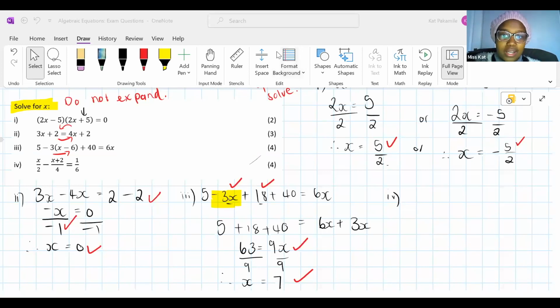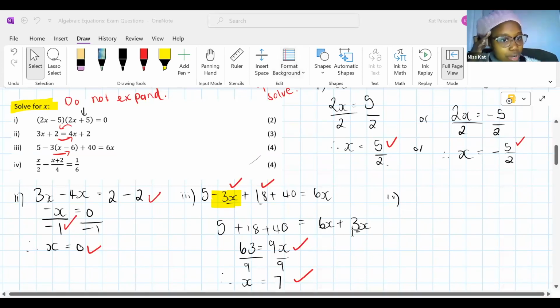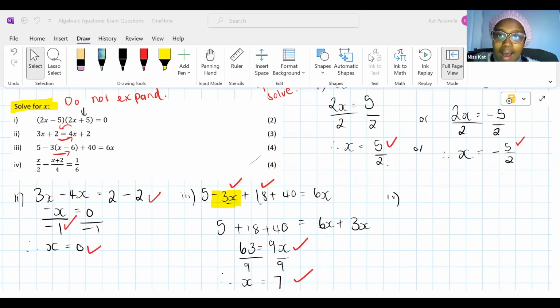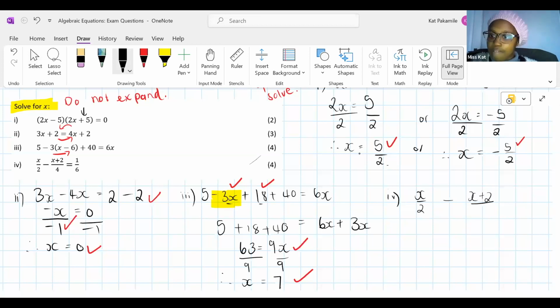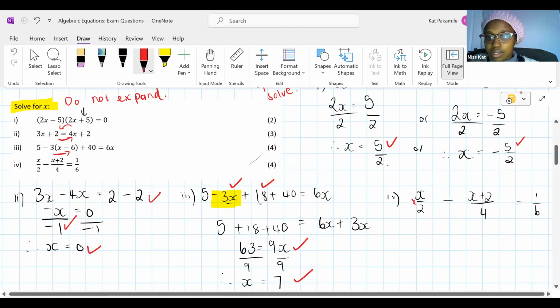LCD. Thank you, Bontle. What's our LCD? Between 2 and 4 and 6, what is our LCD? 12. It is 12. So once we have our LCD, we're going to multiply everyone by the LCD, right? So let me rewrite the question. X over 2 minus x plus 2 over 4 equals 1 over 6. So I'm gonna multiply everybody by the LCD, times 12 over 1, times 12 over 1.